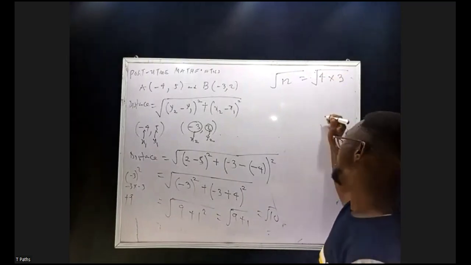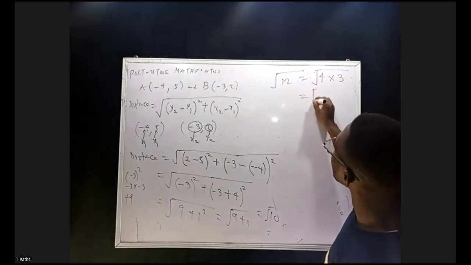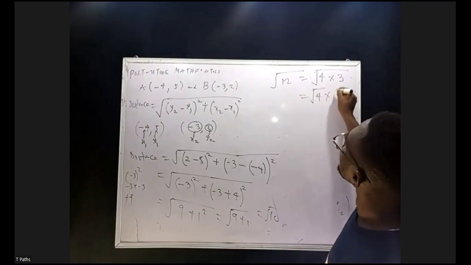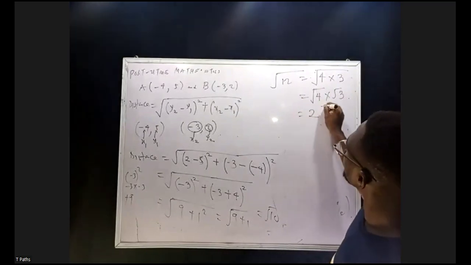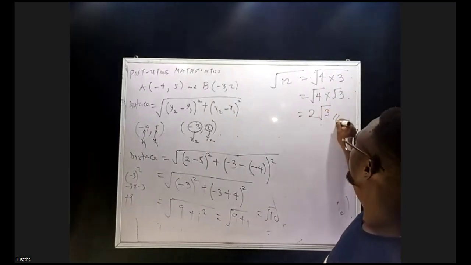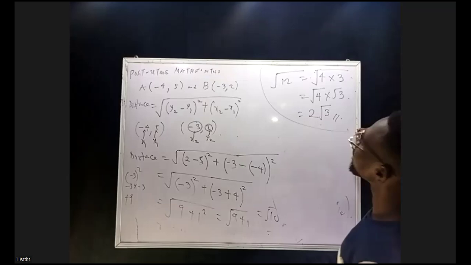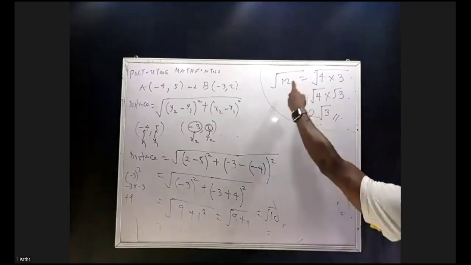3. Am I making sense? Which is the same thing as saying square root of 4 times square root of what? 3. What is square root of 4? 2. This will now be 2 root what? 3. Am I making sense?